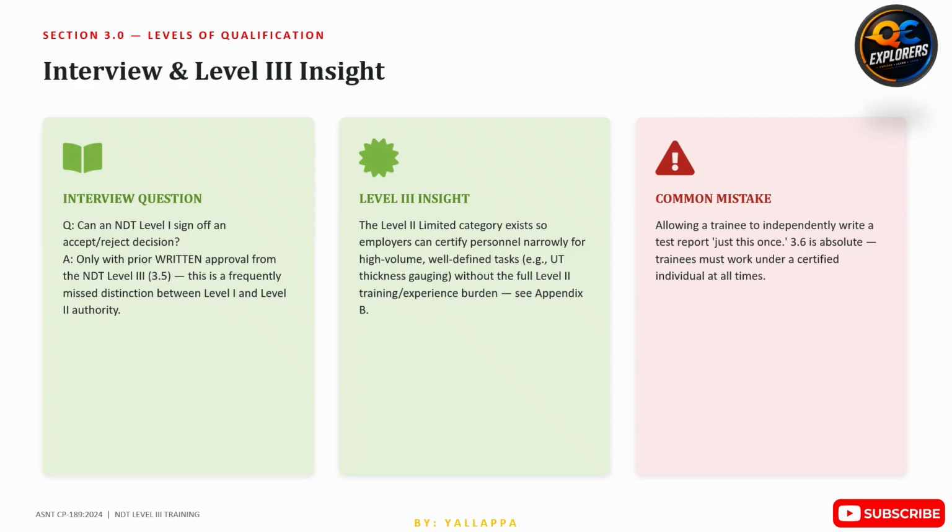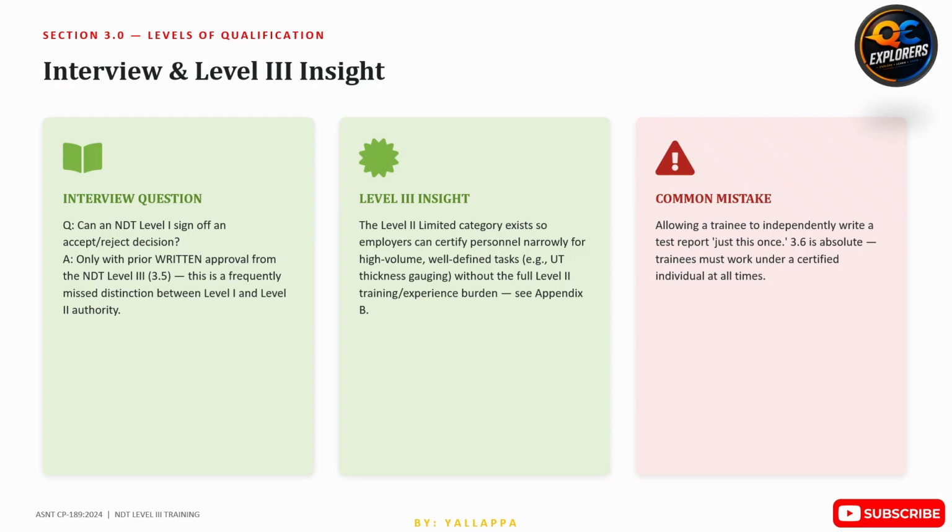Another important concept is the purpose of the Level 2 limited certification. This category allows employers to qualify personnel for narrowly defined inspection activities, such as ultrasonic thickness measurement or radiographic image interpretation, without requiring the full scope of Level 2 training and experience.